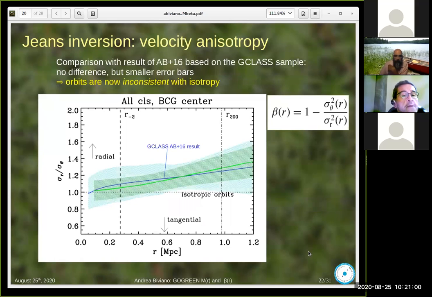Okay, and this was the old G-class result 4 years ago. You can see here that the error bars have significantly narrowed. The result is fully consistent, but at least now we can definitely reject isotropic orbits for these galaxies outside the center.